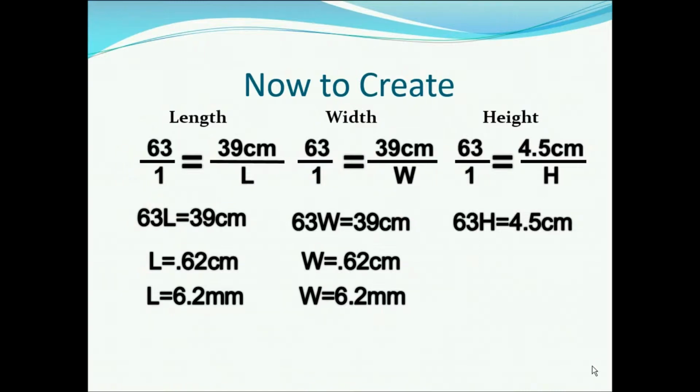You now have 63H equals 4.5 centimeters. Do your division of the coefficient and get 0.07 centimeters. So even when you move that to millimeters, it's still less than a millimeter. That's a pretty small item.